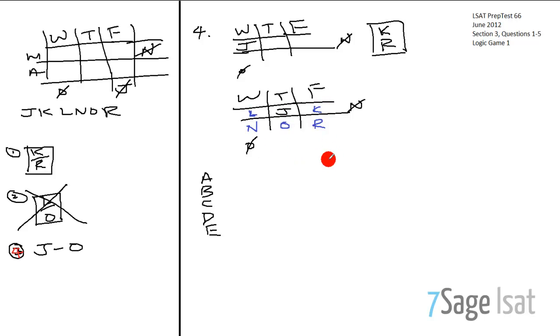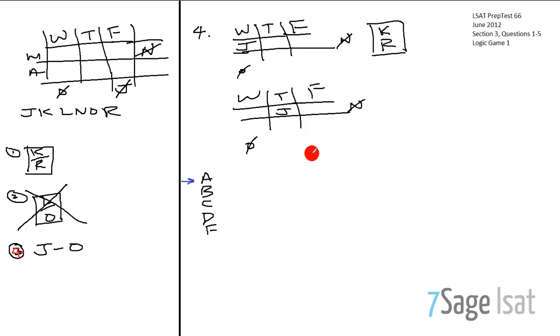So Julio and Kevin leading morning sessions. Julio can't come on the day before Olivia, right? So this one already looks like a really good candidate for something that can't ever be true. Right, okay, but let's just keep that in mind, and let's move on to answer choice B.